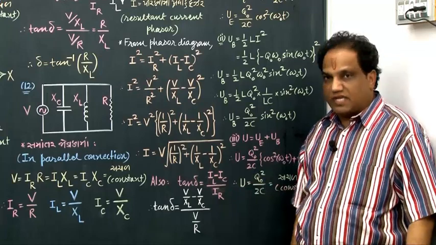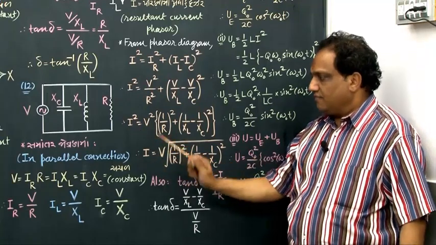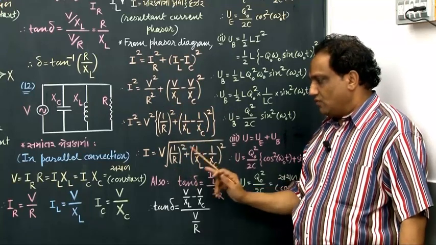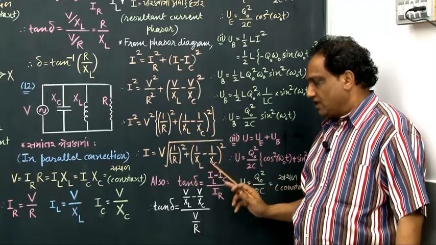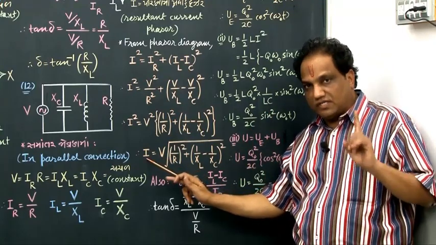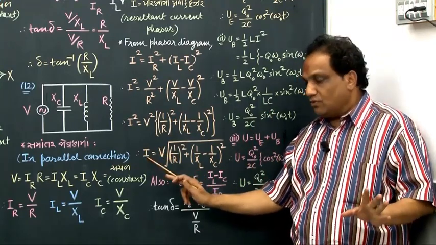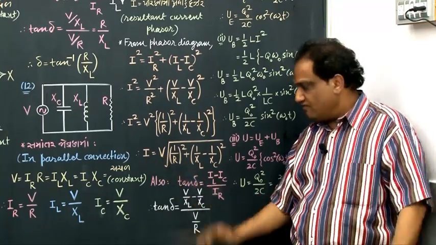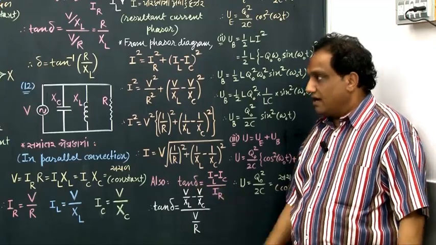Take square root on both the sides. Here the square root will be I, here it will be V, and here the square root of (1 upon R) whole square plus (1 upon XL minus 1 upon XC) whole square. This is the required formula for resultant current. This gives you the RMS value of current, and this gives you the RMS value of voltage. Fine.